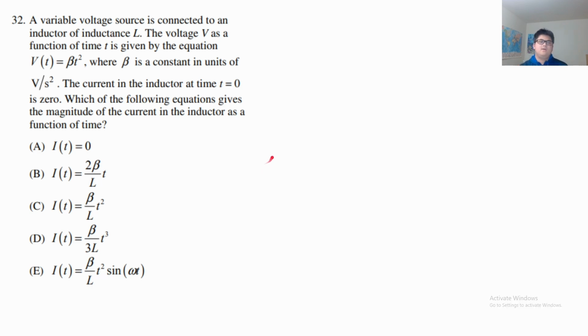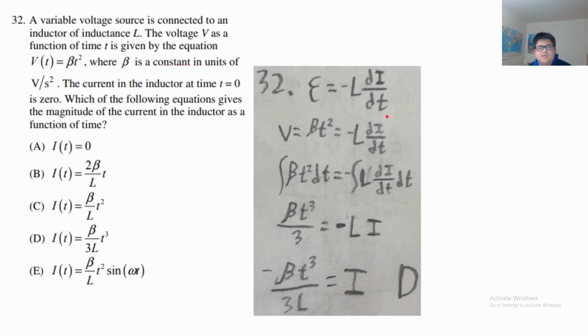Alright, so now in this problem the voltage is given in terms of time and beta is a constant. Now remember that you have your formula sheet, alright? The formula sheet is very important because, of course you could memorize the formulae, but having it definitely helps.